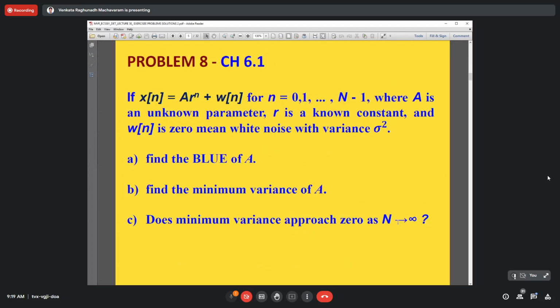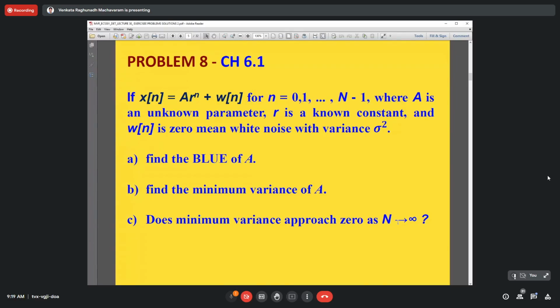Okay. Coming to another simple example from chapter 6, again exponential signals observed under noise. R is a known constant, A is an unknown value. Now you have to estimate it. Wn is 0 mean white noise. So this is now stated as white noise, not Gaussian. So it is not white Gaussian noise, but it is 0 mean white noise with variance sigma square.